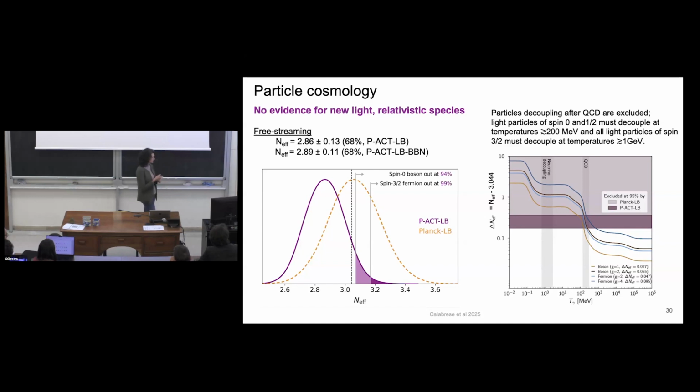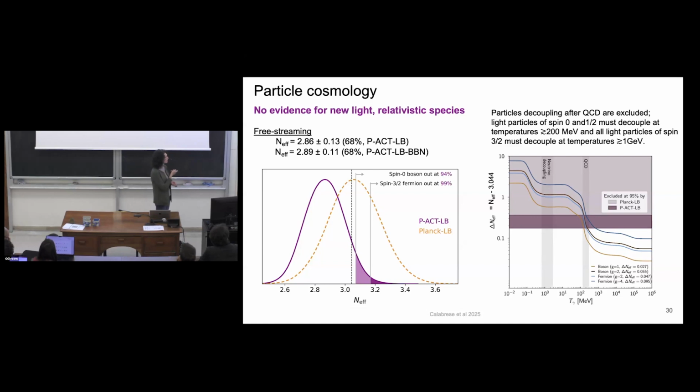For each model, we try to interpret the results, not just putting out the number. So, right, yes, N effective is 2.89 plus or minus 0.11, but what does that mean in terms of physics? So we try to extrapolate that down to a physical interpretation of that result.